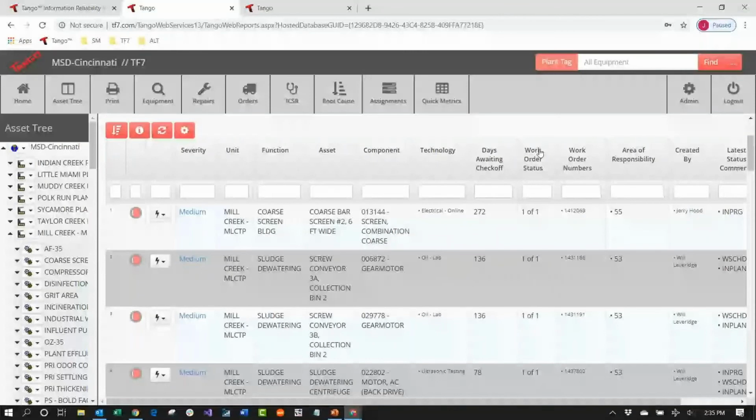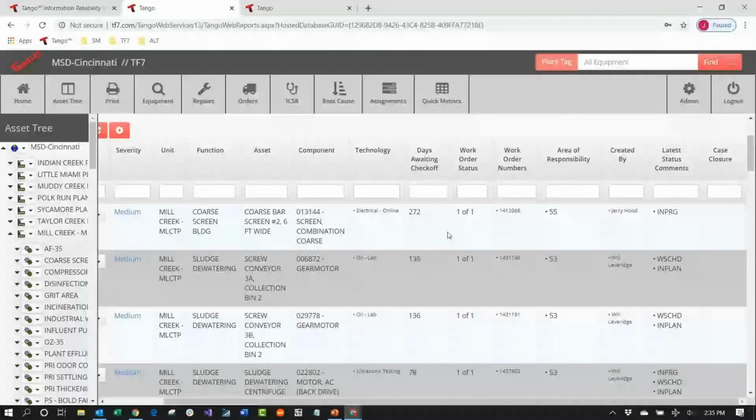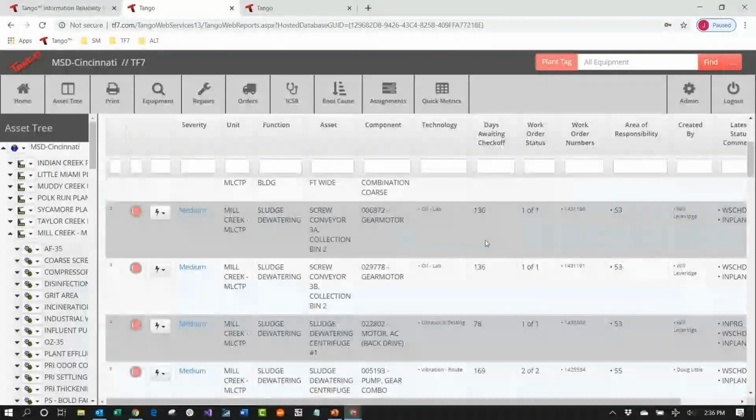And without worrying about the pie charts, to me, the key issue of whether or not I'm getting cooperation is in this days awaiting checkoff number. So if I've got an item here that is very high level severity, actually it's a medium severity in their terms, that's an electrical online test, and yet it's been out there for 272 days, I'm kind of wondering, even though it tells me it's in progress, I'd like to know a lot more about why it's taking that long for this work order to actually come to closure, get checked off, so that we could proceed with re-inspecting this particular screen and closing the case on it. I got some others that are out here at 136 days. 78 days probably doesn't worry me too much.